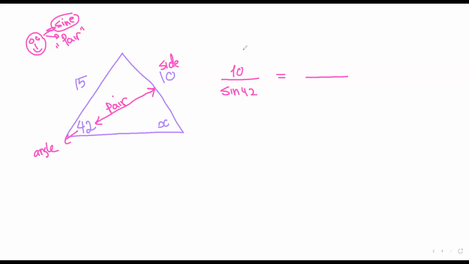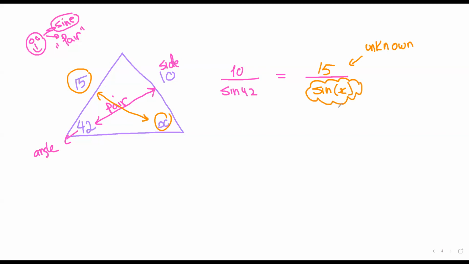Now let's check the unknown. The unknown could be a side, could be an angle. If the unknown is a side, then in the second fraction you will put the unknown. Okay? Now, when you place the unknown, again, put the side first and then put the angle below. And it's always going to be sine the angle. Okay, so what do I do next in this case?